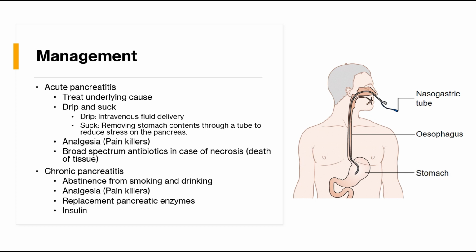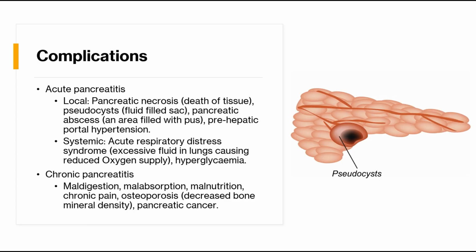Patients with chronic pancreatitis will need to stop smoking and drinking because that will just worsen the condition. They'll also need some sort of analgesia or pain relief. You'll want to provide them with replacement pancreatic enzymes and insulin as well, since their ability to produce them has been impaired. Finally, the complications of pancreatitis.